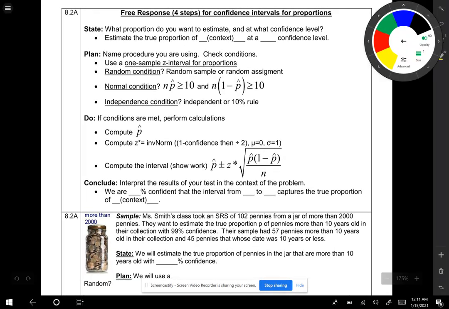So here's how it's laid out. We have the 4-step process for the free response for confidence intervals for proportions. First step, state. What proportion do you want to estimate and at what confidence level? So an example, estimate the true proportion of people who have curly hair at West High School with a 90% confidence level. So in context, it'd be something like this.